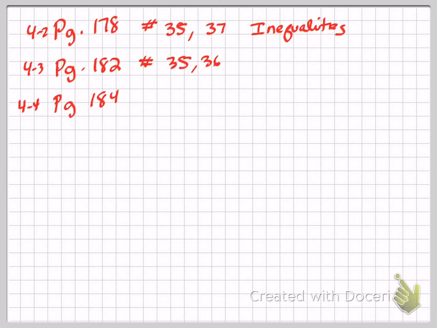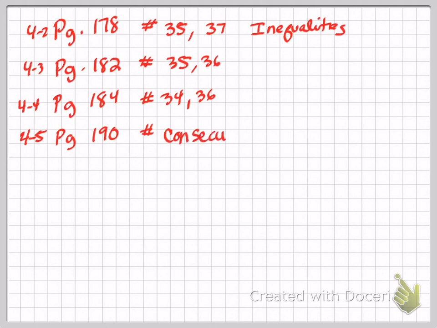Okay, page 184, I just put down like 34 and 36. And then I put down page 190. What is that? Using inequalities. What section? 4-5. So make sure you know your consecutive integer inequality.